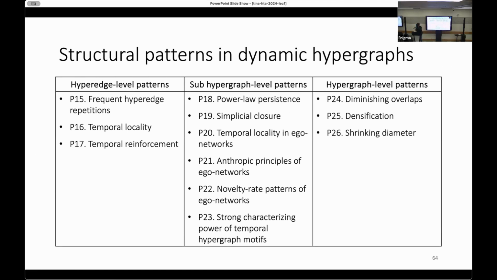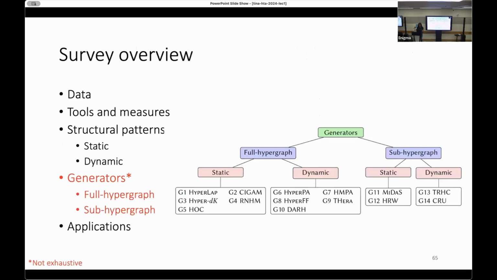So for example, one of the things which is interesting is that similar to graphs, this was a noted paper by Christos Faloutsos, Jon Kleinberg, and Jure Leskovec, where you have densification of networks and shrinking diameters, and we also see this at the hypergraph level.